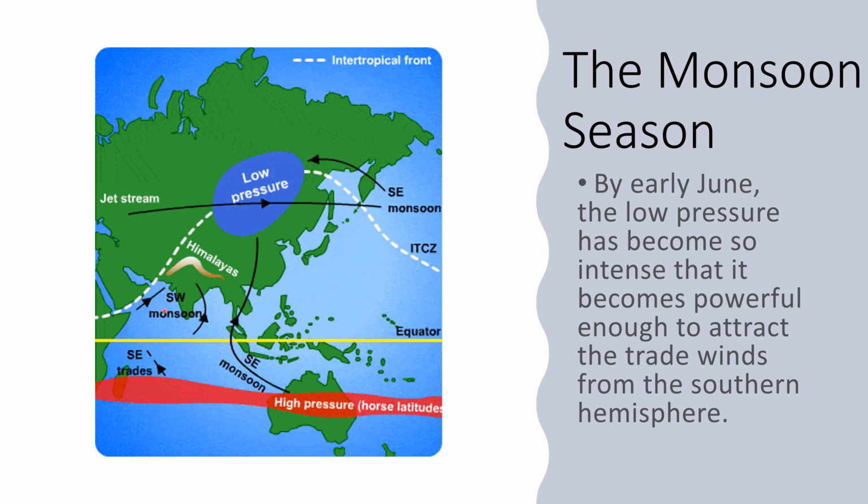And when they cross the equator, due to the effect of the Coriolis force, they change their direction. So here we can see the southeast trade becomes the southwest monsoon. So coming from the Indian Ocean, they cross the equator and enter the Bay of Bengal over here and the Arabian Sea as southwest monsoon.